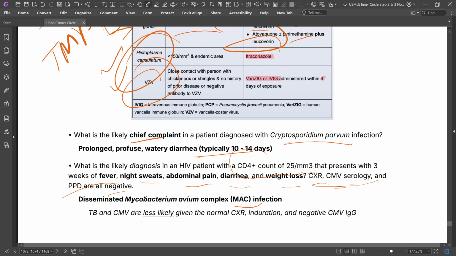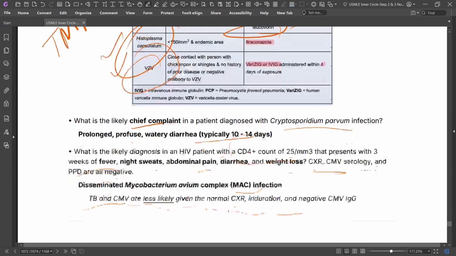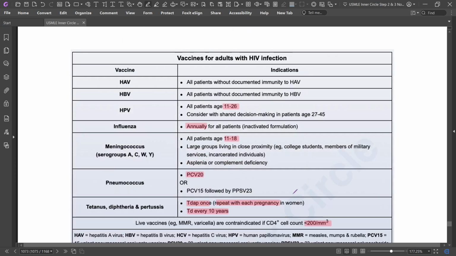In disseminated Mycobacterium avium intracellulare infection, the PPD may be negative because it is an atypical mycobacterium. PPD sometimes may be negative. You should do a chest X-ray. You should do CMV serology. TB and CMV are less likely given the normal chest X-ray and negative CMV IgG.